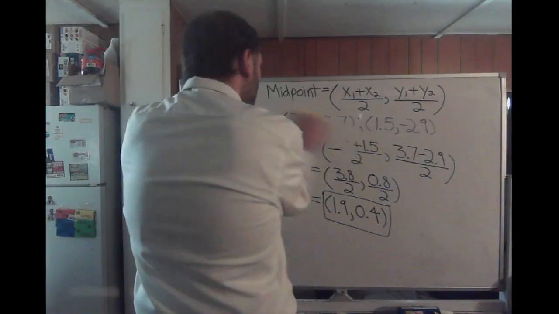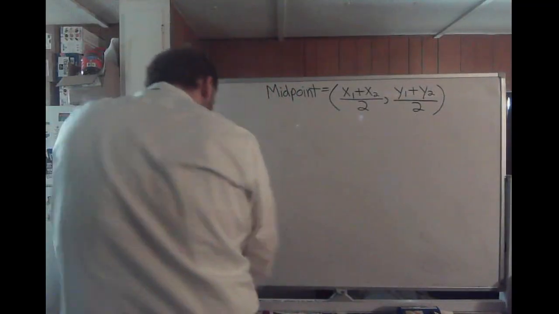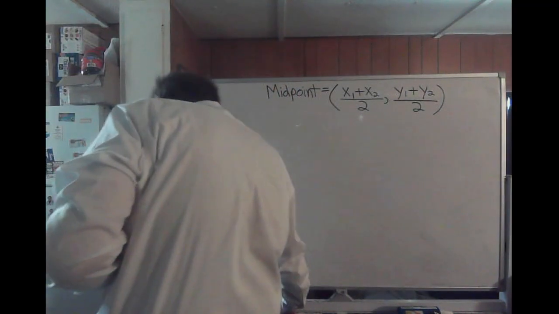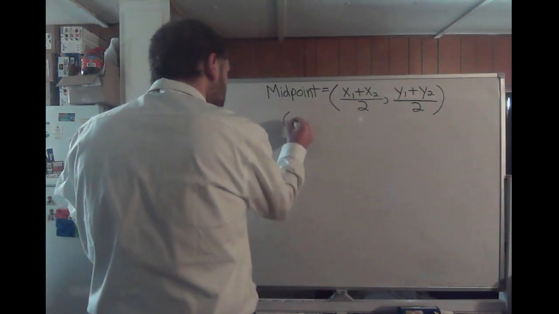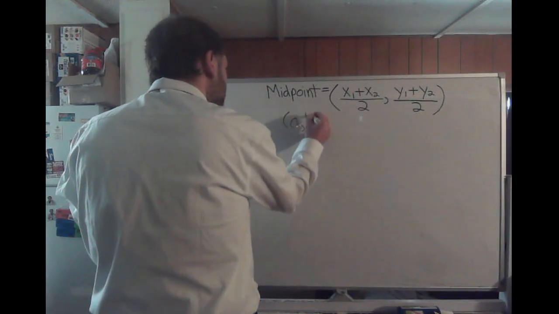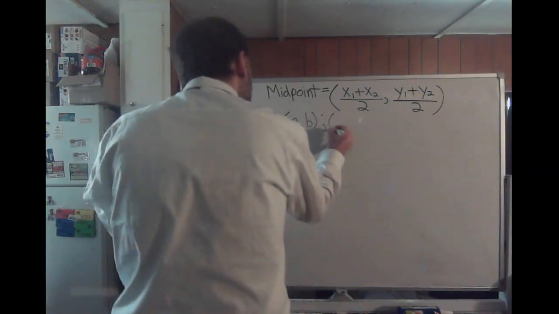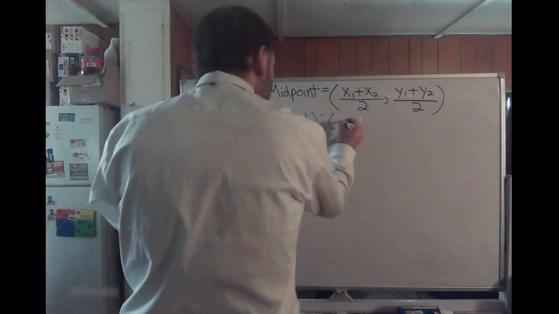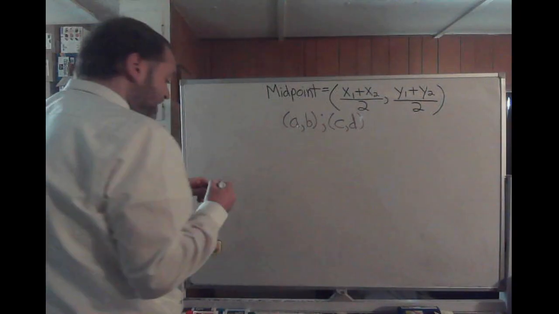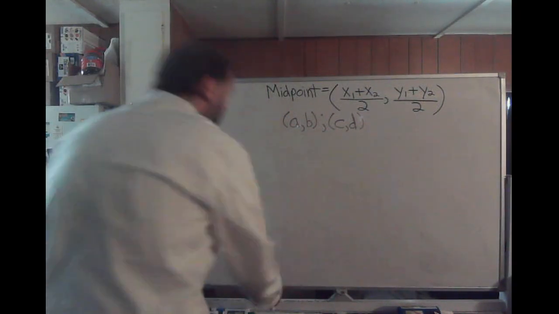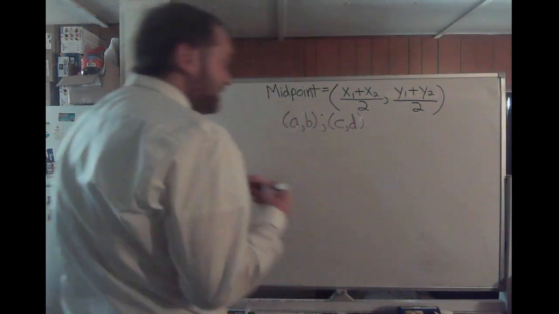And I got just one more. All right. What do they have in store for us this time? Good one. a, b, and then c, d. Alright, so we got to find the midpoints of the ordered pairs a, b, and c, d.